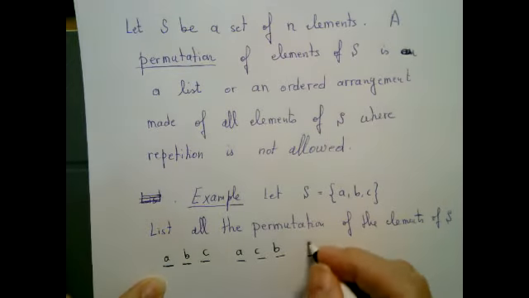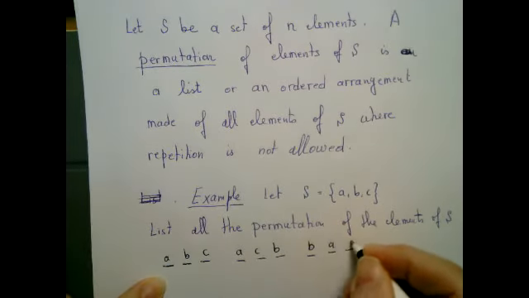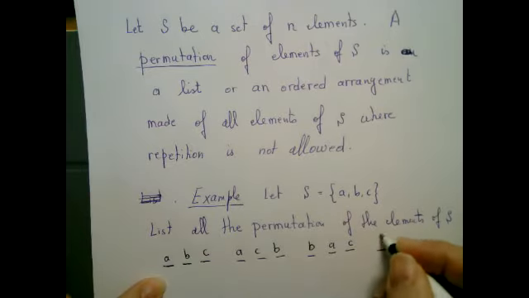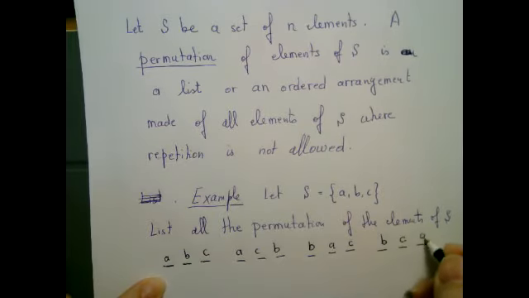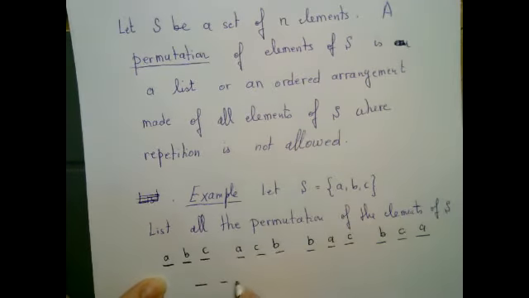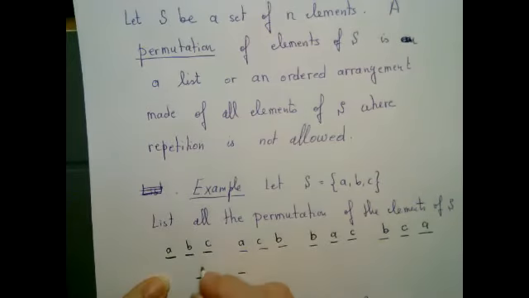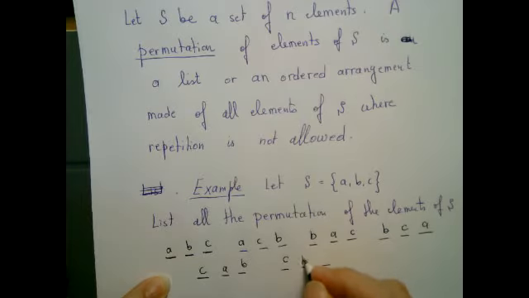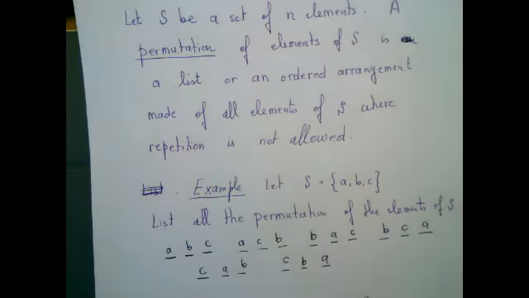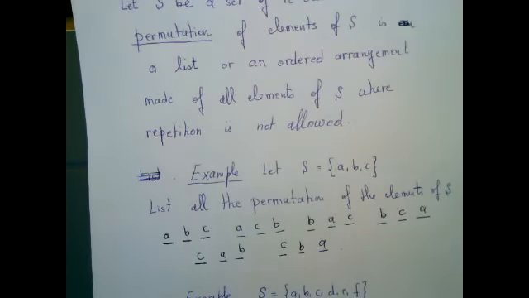And now I can put B in front, A, C. Now I can keep B in front, C, A. Then I can put C in front. That's what I mean, all the possible permutations. Then I can put C here, and then I flip those around, B, A. So these are all the possible permutations.